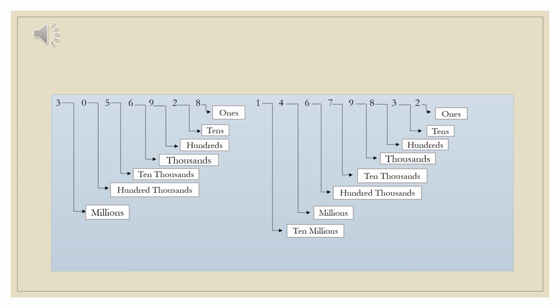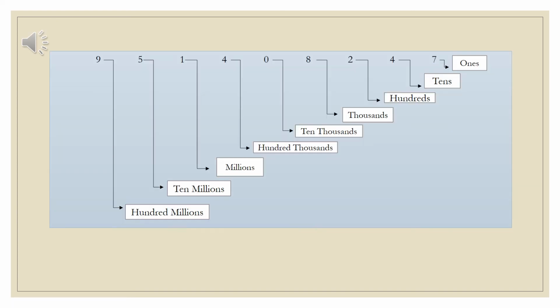On the other hand, the second given number, which is 14,679,832, also has its own designated place value. The number 2 is on the ones place, number 3 is on the tens place, number 8 is on the hundreds place, number 9 is on the thousands place, number 7 is on the 10,000s place, number 6 is on the hundreds place, number 4 is on the millions place, and lastly the number 1 is on the 10 millions place.